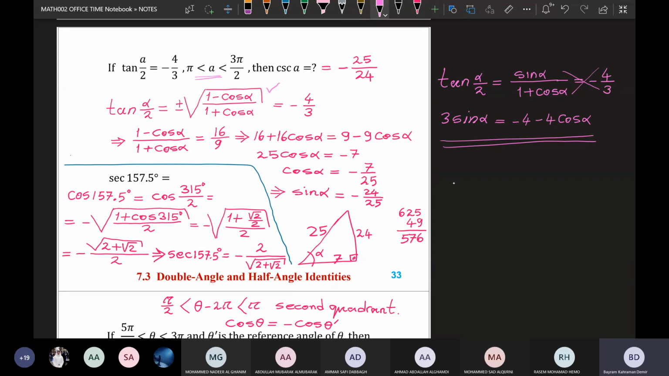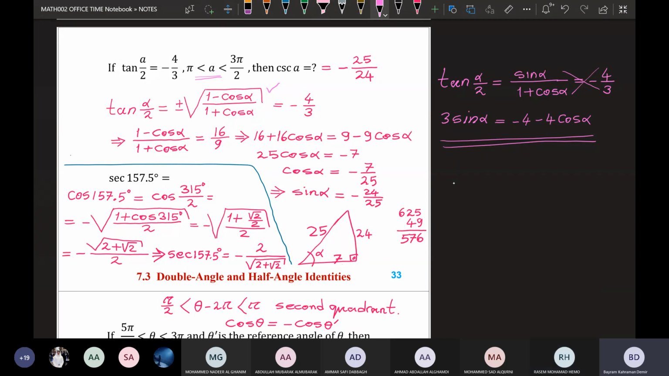That means I need to remember cosine of the half formula, right? Half angle formula, which is negative root 1 plus cosine 315 over 2. Why it is negative, Shabab? Because 157 is in the second quadrant.